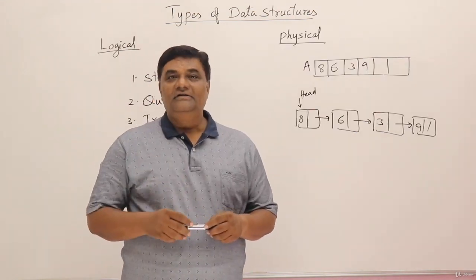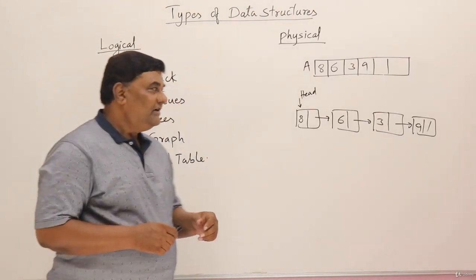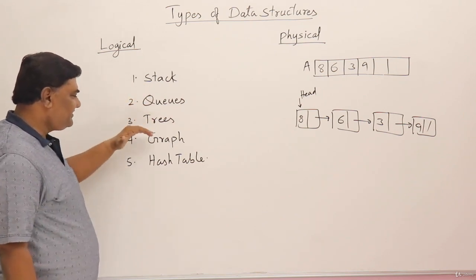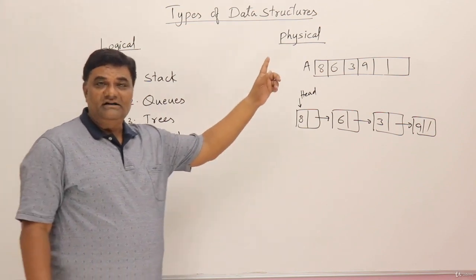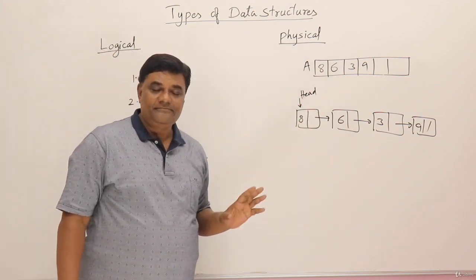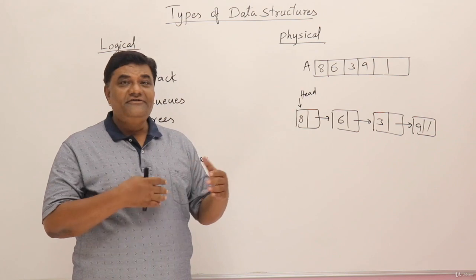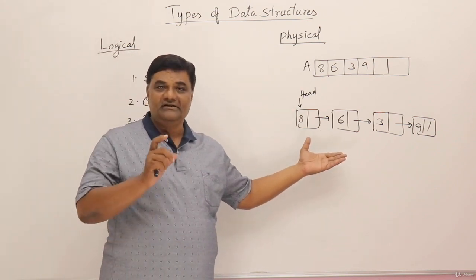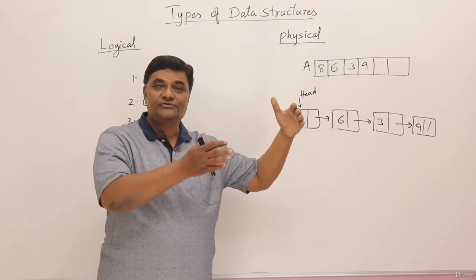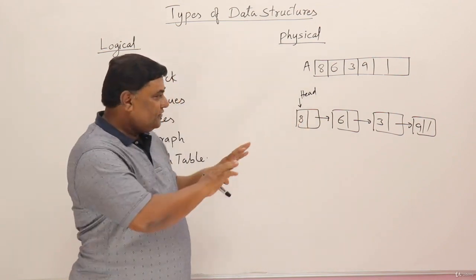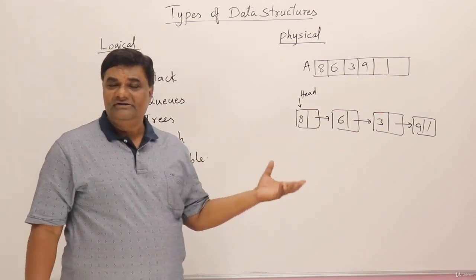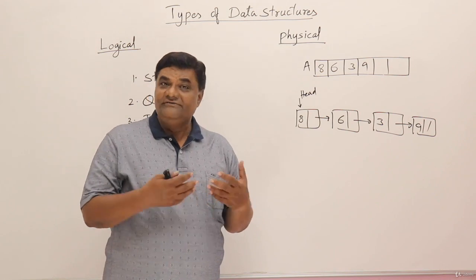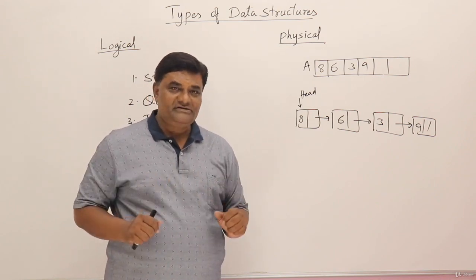Now let us look at logical data structures. Here is the list of logical data structures: stack, queues, trees, graphs and hash table, and the physical data structures we have already seen. Now let us look at the differences between them. Physical data structures are actually meant for storing the data. They will hold the data, they will actually store the data in the memory. Then when you have the list of values, you may be performing operations like inserting more values or deleting existing values or searching for values and many more operations.